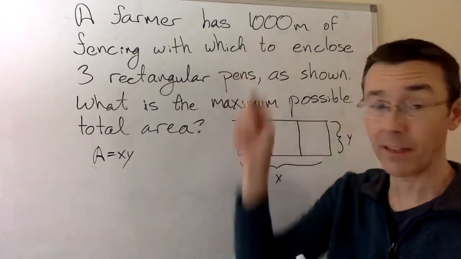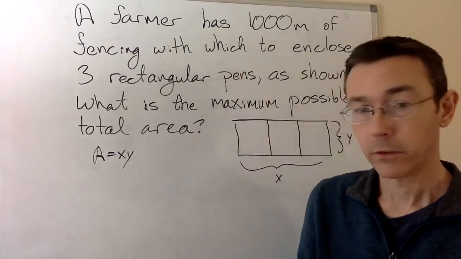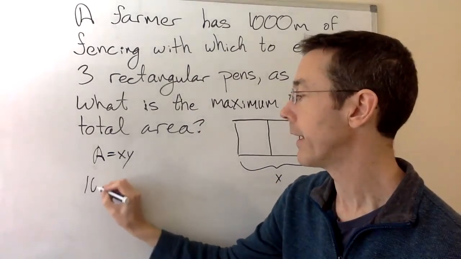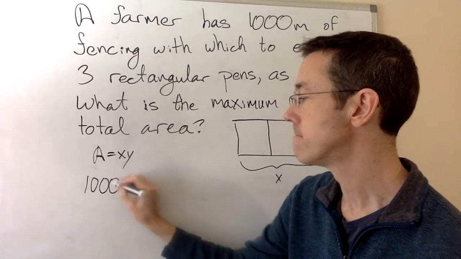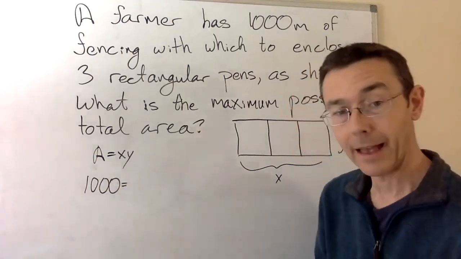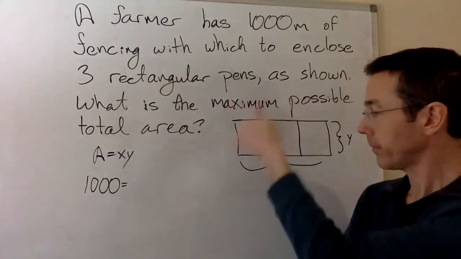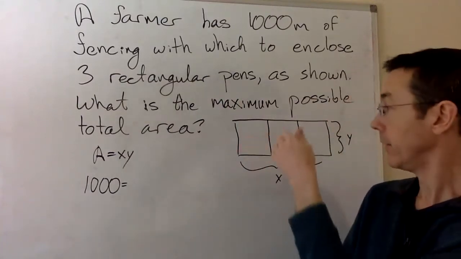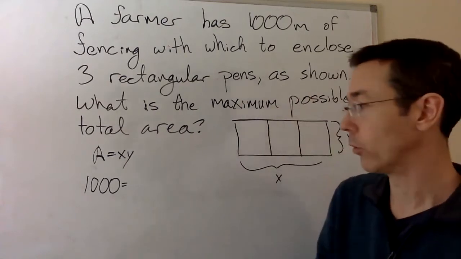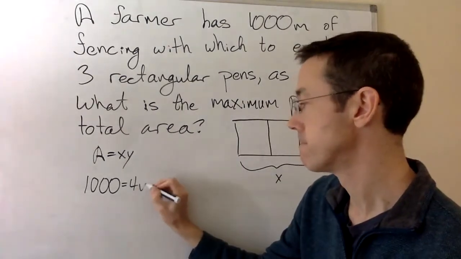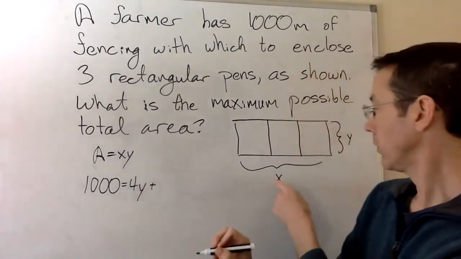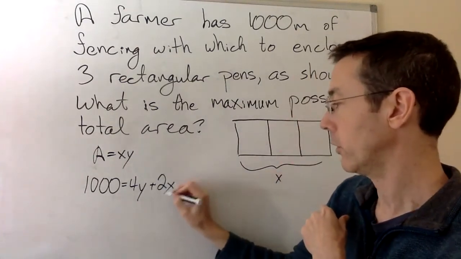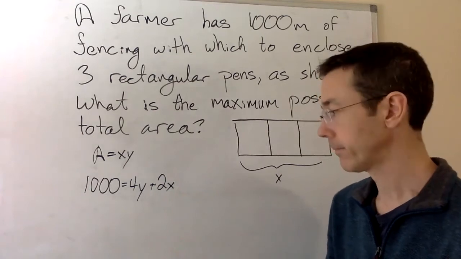So here, it's that 1,000 meters of fencing. So we know that we have 1,000 meters of fencing, and that's going to equal the sum of all these lengths. So we have these 4 vertical bars for y, and we have 2 horizontal bars, so 2x.